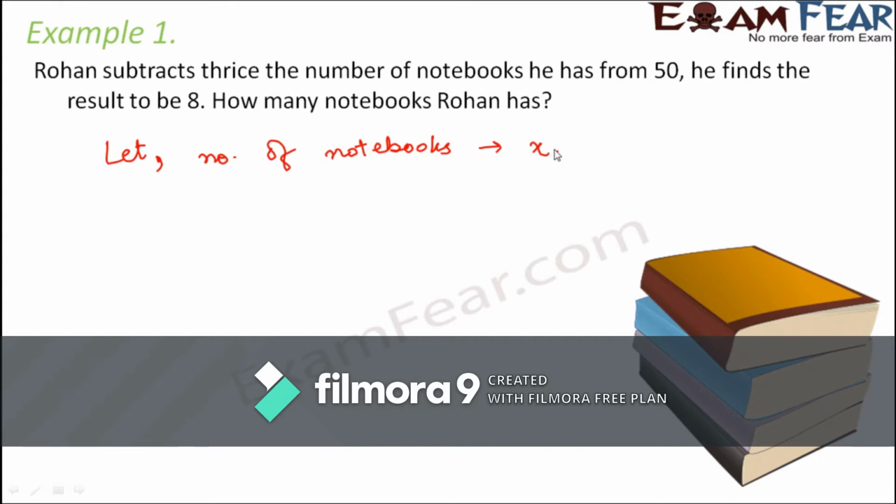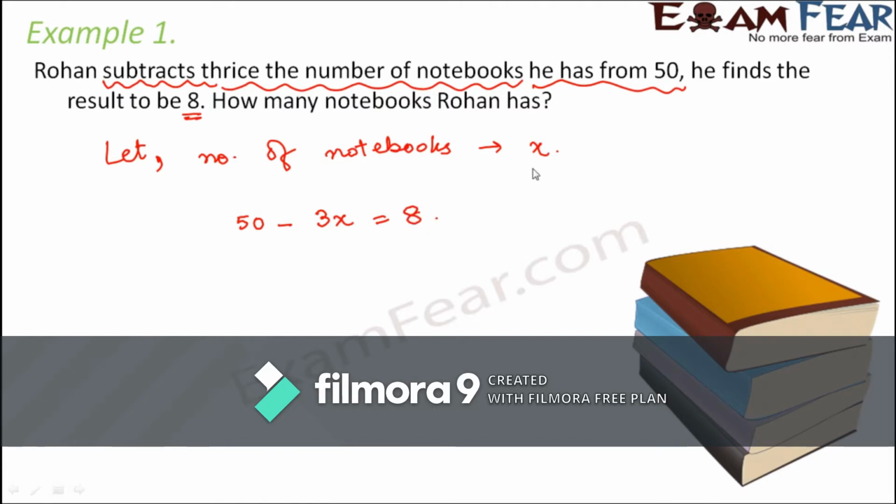Now let us establish the expression based on the condition that is given in the question. So the condition is that Rohan subtracts thrice the number of notebooks he has from 50. So he is subtracting thrice the number of notebooks he has, that is 3x. He is subtracting 3x from 50. And when he subtracts 3x from 50, what is the result that he gets? The result is 8. So basically 50 minus 3x is equal to 8. So this is the equation.